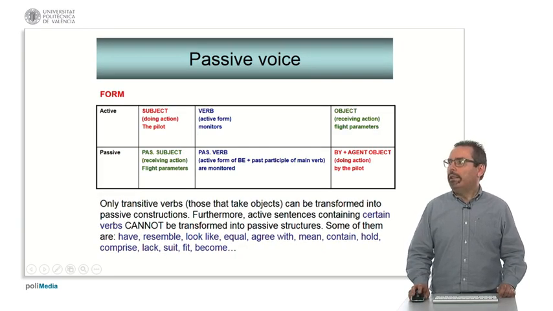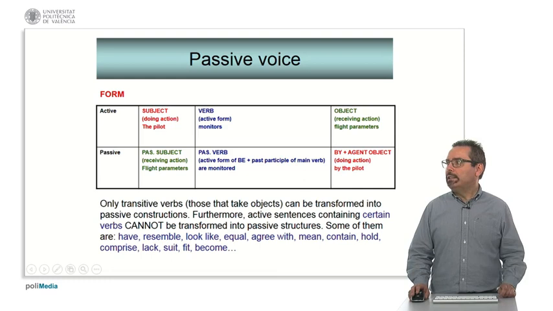Here we have an example of an active and a passive sentence. In the active sentence, the subject does the action, carries out an action. The verb is in the active form, and the object receives the consequences of this action. For example, the pilot monitors flight parameters.